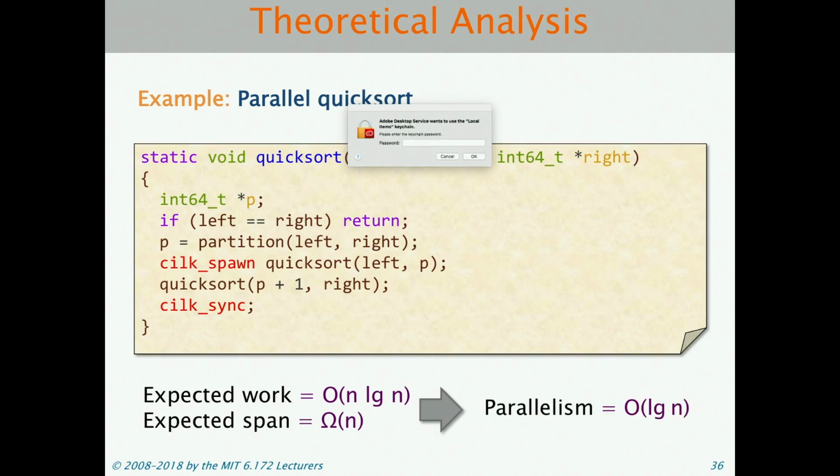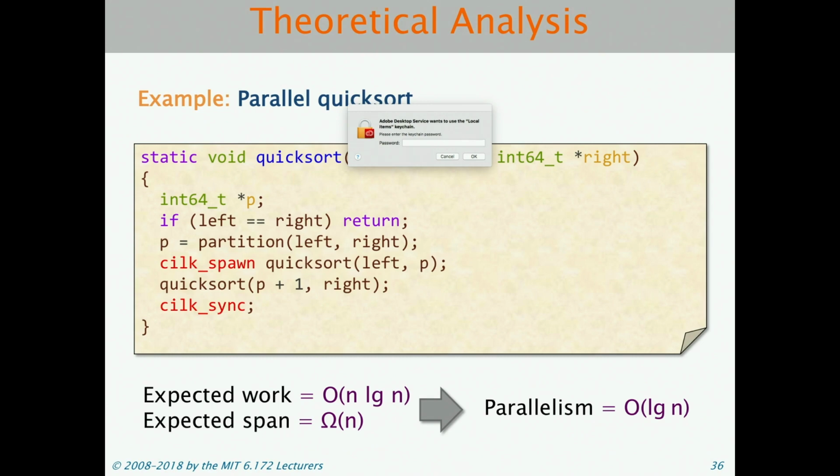And therefore, the maximum parallelism you can get is order log n. So you just take the work divided by the span. For the student who guessed that the parallelism is log base 2 of n, that's very good. It turns out that it's not exactly log base 2 of n because there are constants in these work and span bounds. So it's on the order of log n. That's the parallelism. And order log n parallelism is not very high. In general, you want the parallelism to be much higher, something polynomial in n.